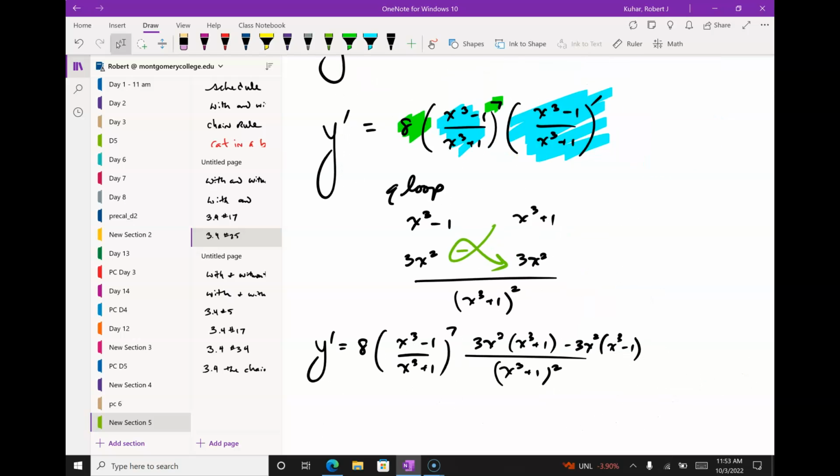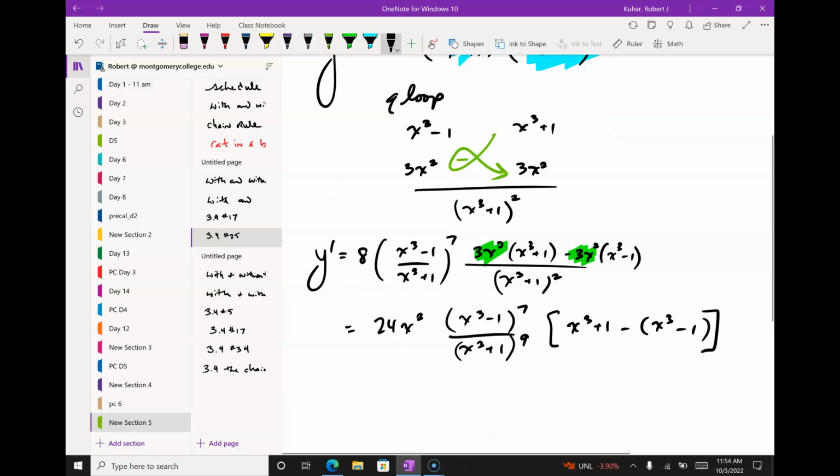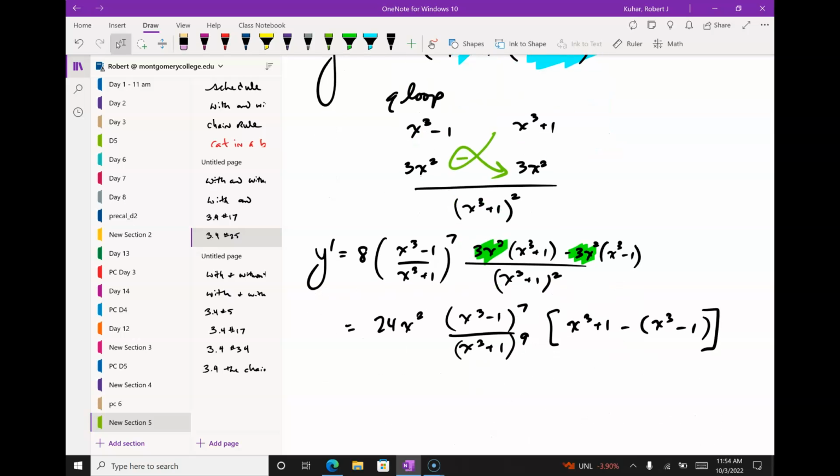I don't like to distribute. I like to factor. I can see that I can factor out a 3x squared here. So I get 24x squared times x cubed minus 1 to the 7th power. I get an x cubed plus 1 to the 9th power. Make sure you see that. And then I have an x cubed plus 1 minus an x cubed minus 1. I'm trying not to do too much. I'm trying not to distribute at the same time.